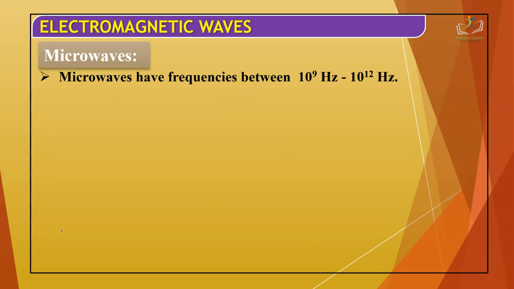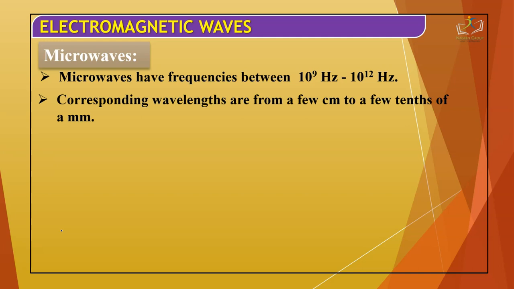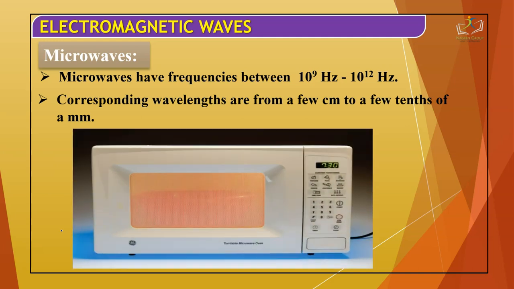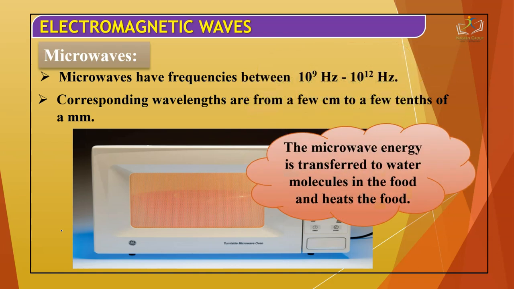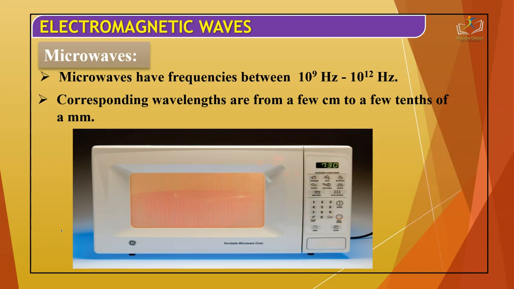Microwaves have a frequency range of 10^9 Hz to 10^12 Hz. Correspondingly, wavelengths are from a few centimeters to a few tenths of a millimeter. This is a microwave oven. I hope you have seen this device. Microwave ovens generate radiation with a frequency of 2.5 x 10^9 Hz. The microwave energy is transferred to the water molecules in the food and heats the food.